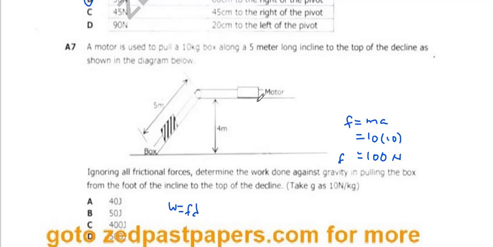Then which value do we take as our distance d? Is it 4? Is it 5? Whenever you are dealing with work against gravity, the distance that you take is this distance. You do not take the inclined distance, but you take this vertical distance, which is 4. So we will have, what is our force? 100 multiplied by, what is our distance? 4. And we will have 400 joules. So therefore the correct answer is C, 400 joules.